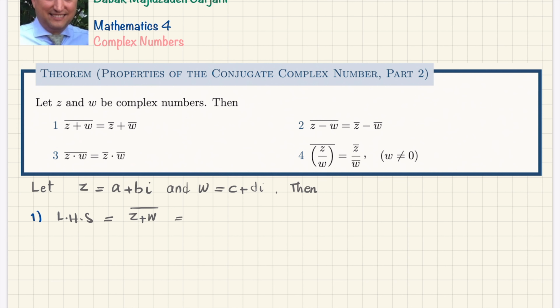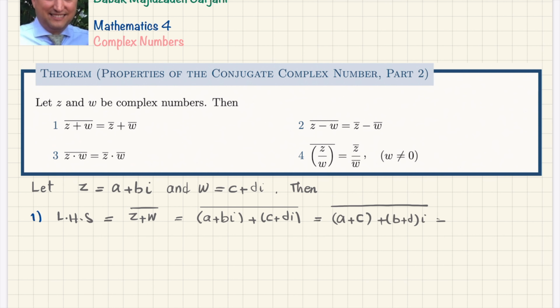So this means that instead of z, I can write a plus bi, and instead of w, I can write c plus di, and then I have a bar on all of it. Okay, so that is the meaning of the left-hand side. Now I have to add these two complex numbers, but we already know how to add them. I have to add the real parts together, so it becomes a plus c, the real part of the sum. And then I add the imaginary parts, so it becomes b plus d times i. Then I want to take the conjugate of the whole combination.